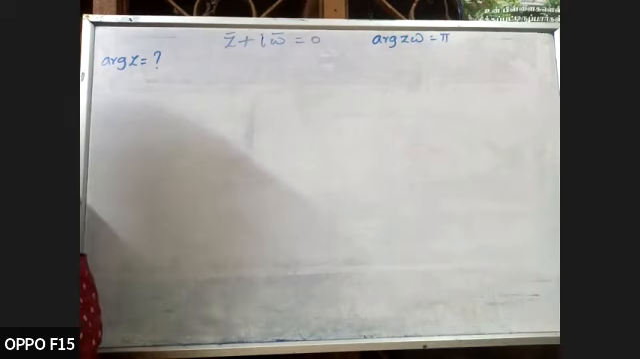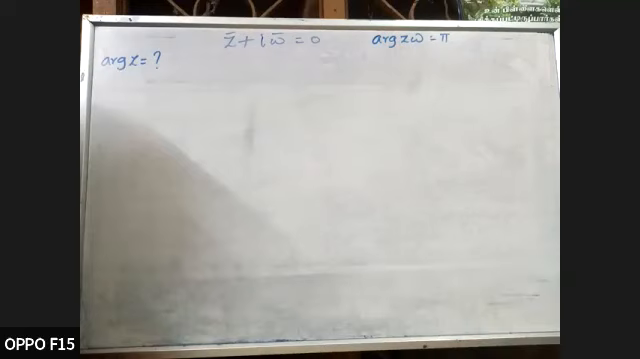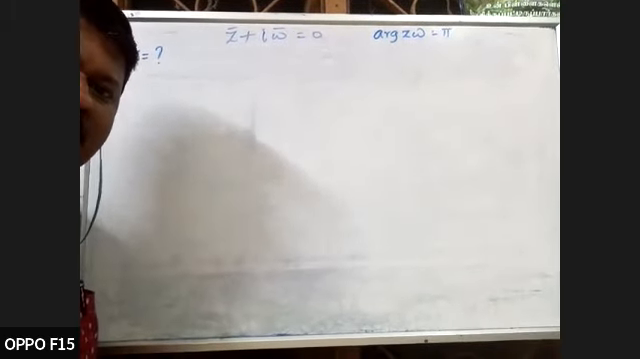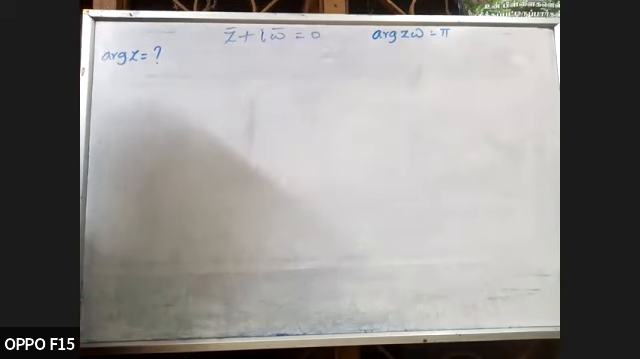It is given that Z conjugate plus i omega conjugate equals 0, and argument of Z omega equals pi. So both this Z and the board is clear? Yes, sir. The clarity is good. Right. Now listen carefully.